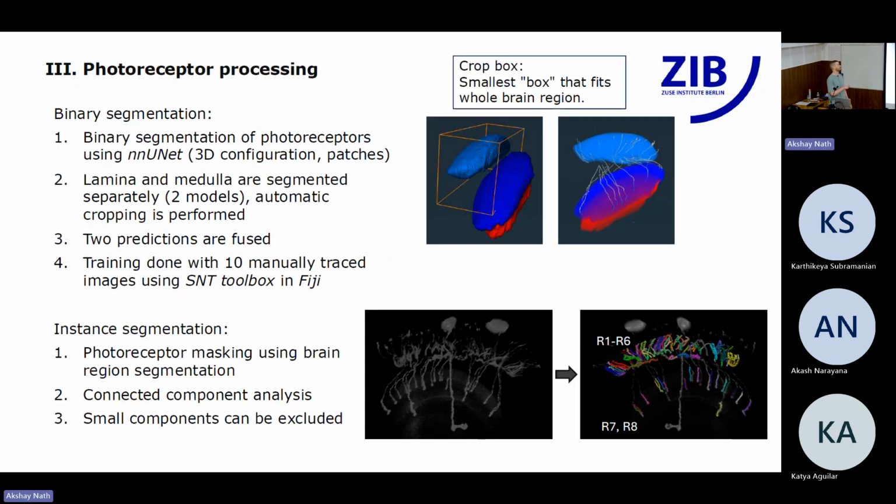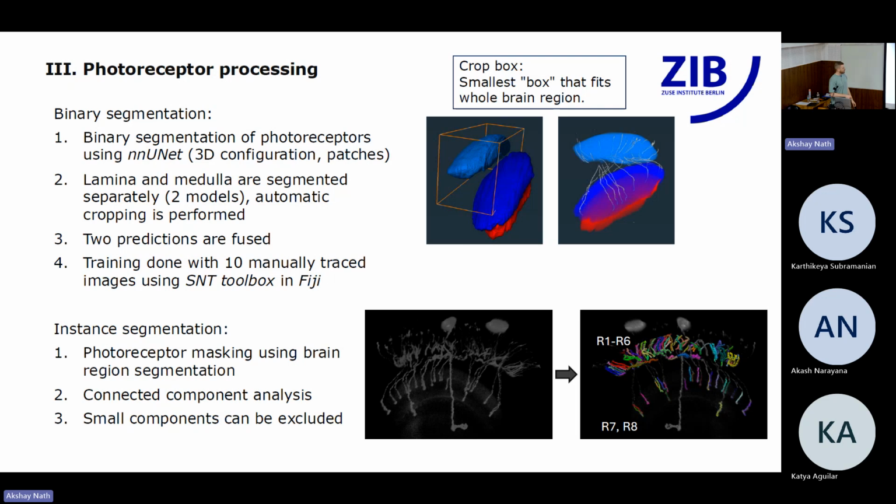And next, back to the photoreceptor processing. We do it in two steps. First is the binary segmentation, and then the instance segmentation, because we do need instances of photoreceptors. The binary segmentation is done using nnU-Net, but this time in 3D configuration. We take small 3D patches from across the brain, and we run the prediction for each patch, and they get stacked.